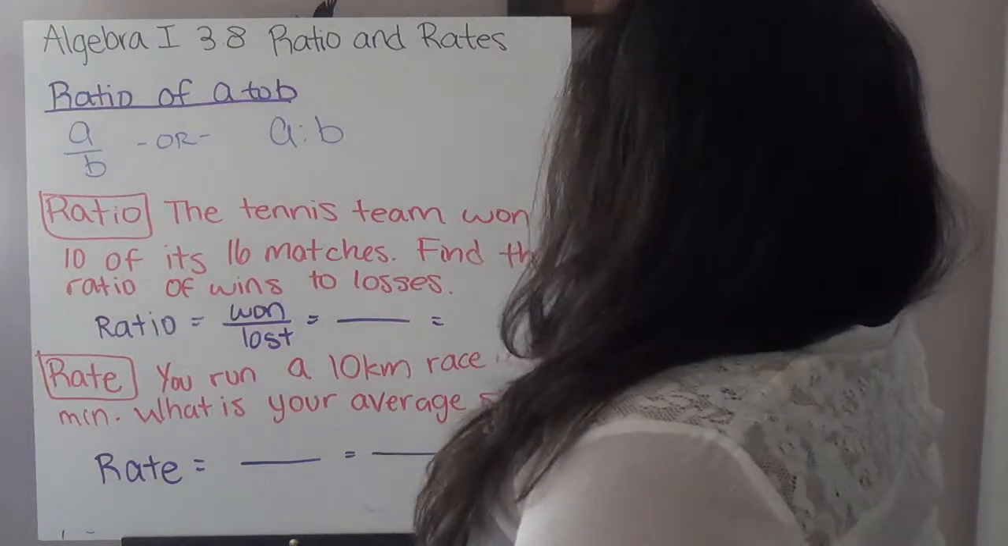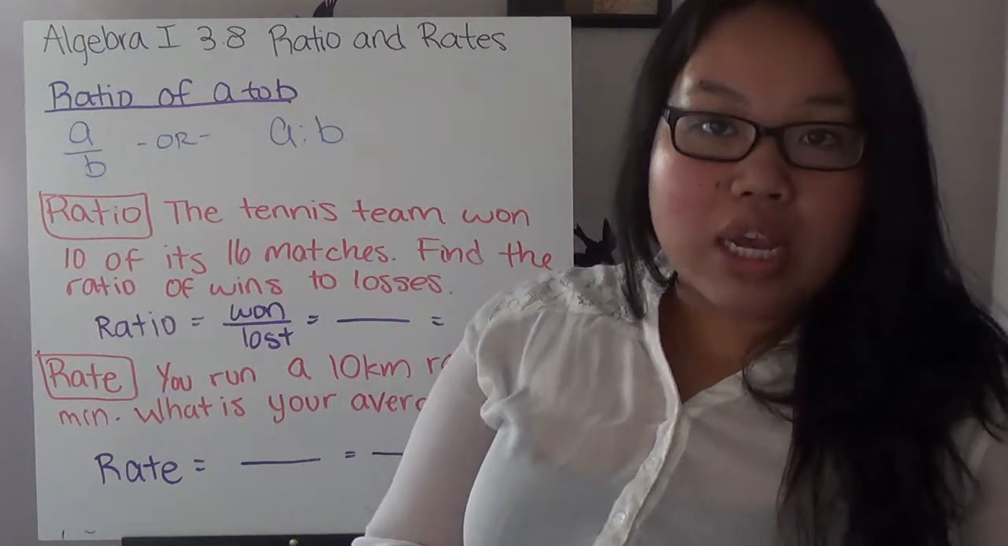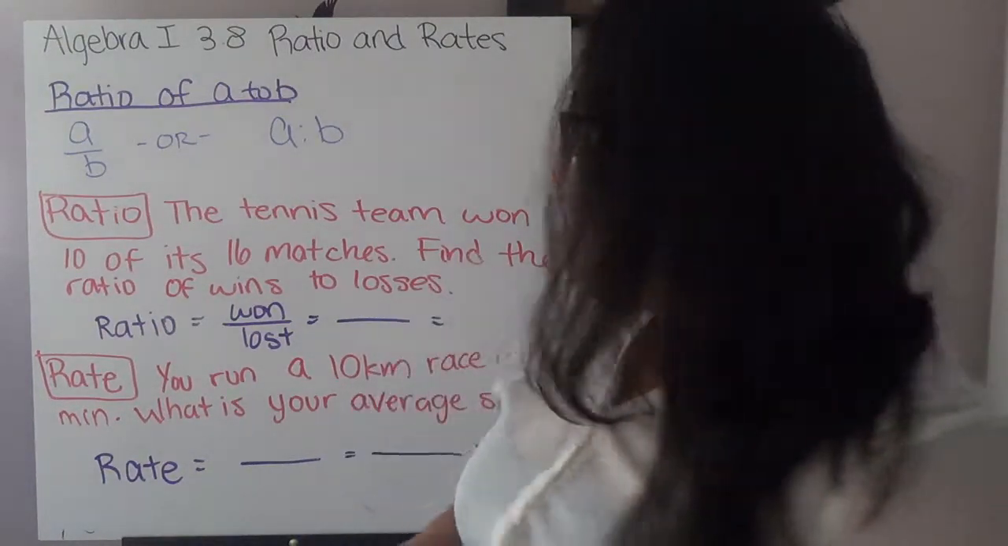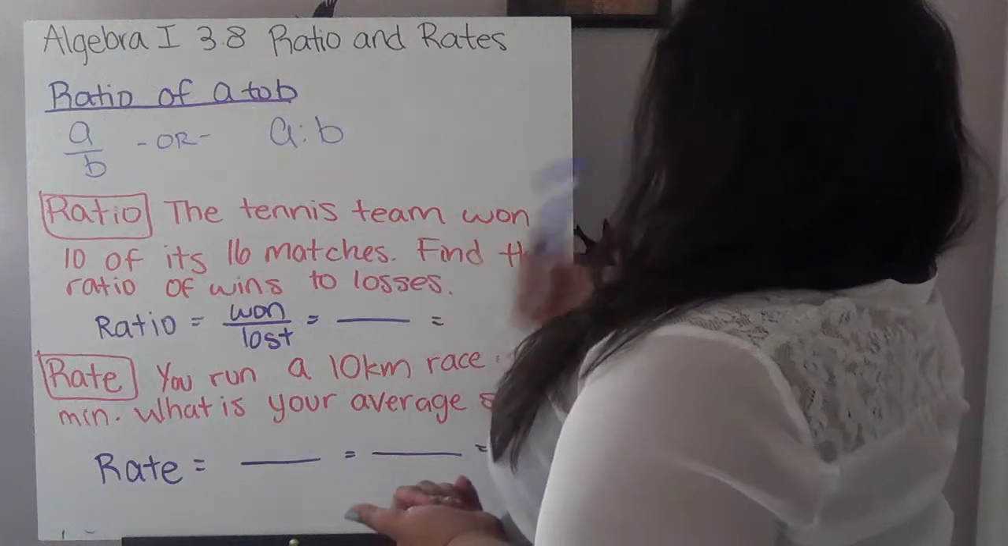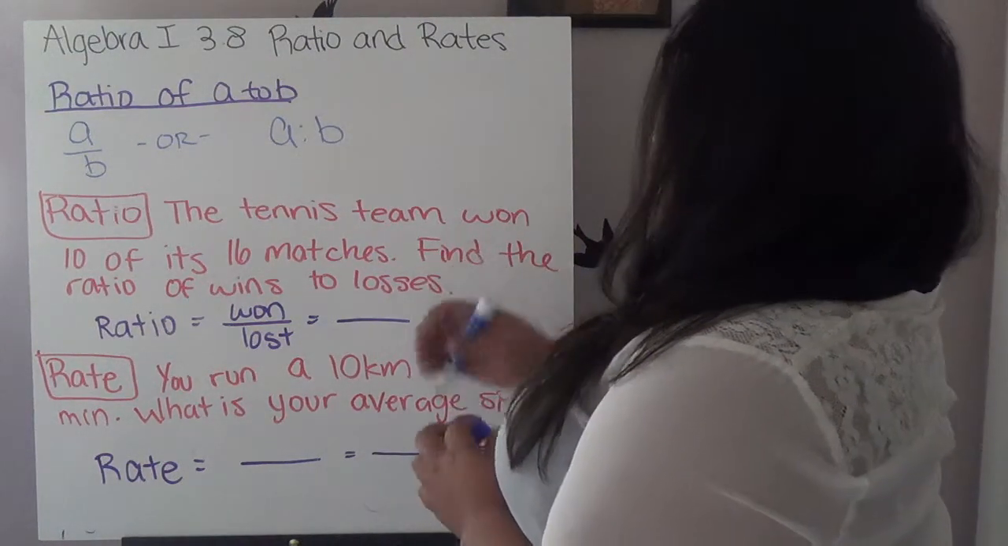For example, you've seen ratios a lot on your test scores: how much you got right compared to how many there are total. That is a ratio giving you your percentage. So, the tennis team won 10 of its 16 matches. Find the ratio of wins to losses.